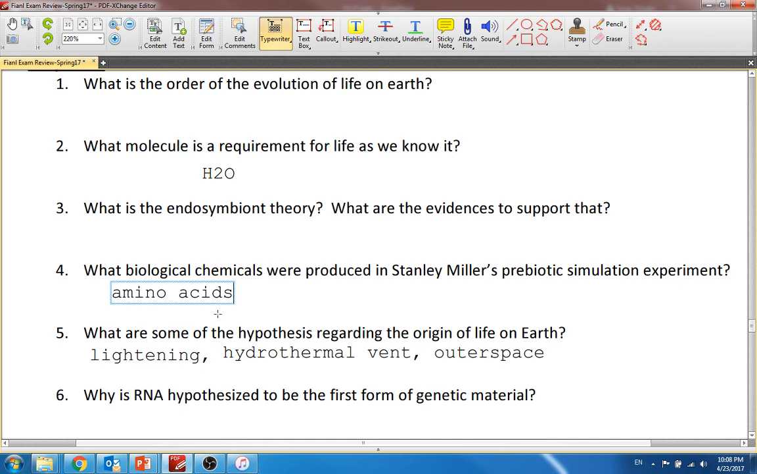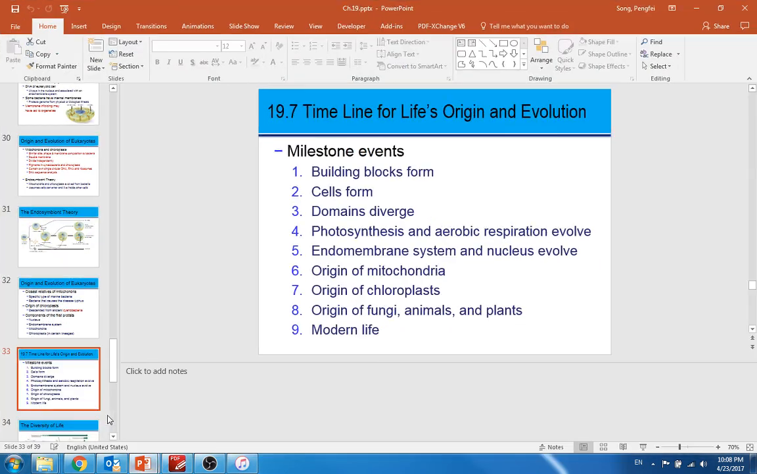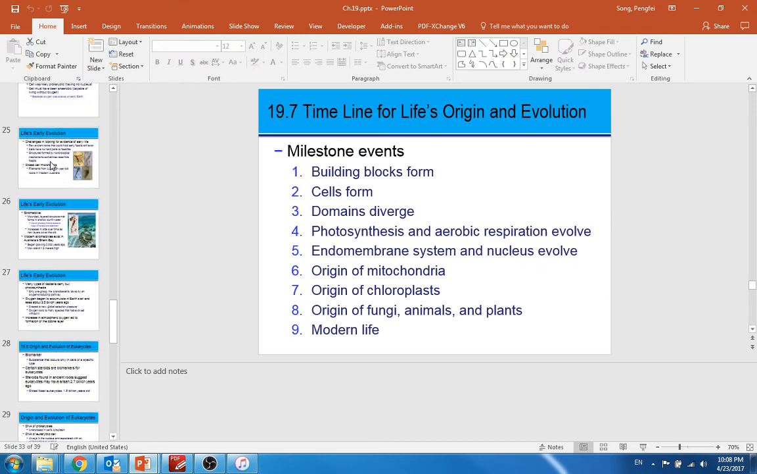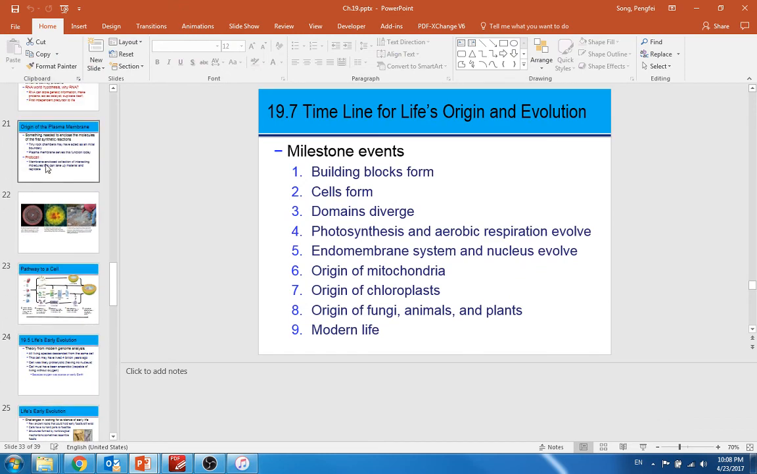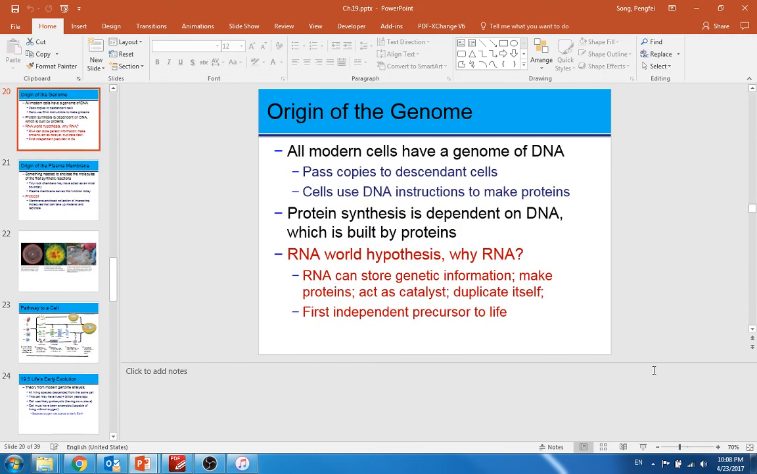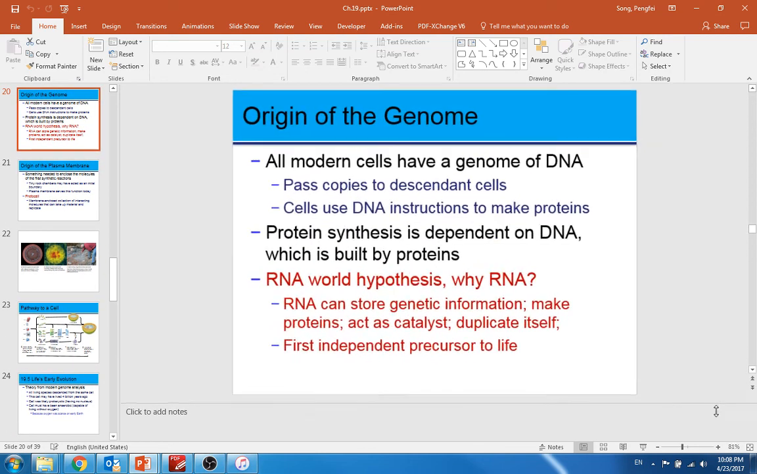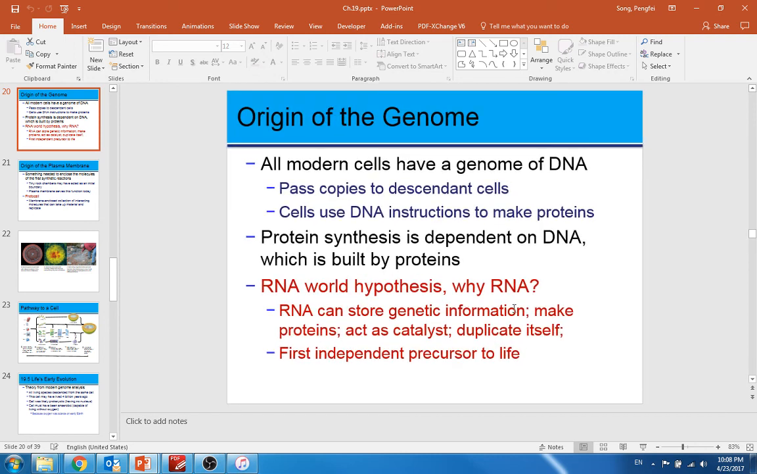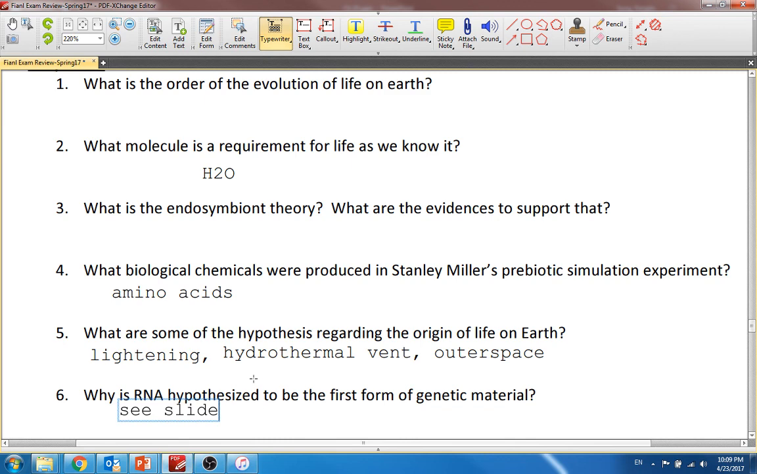Question number 4. Why is RNA hypothesized to be the first form of genetic material? The answer is found on slide number 20. So basically, RNA has 4 specific properties that make it the most probable form of first genetic material on the Earth. Number 1, RNA can store genetic information. Number 2, it can make proteins. Number 3, some RNAs can act as catalysts or enzymes. Number 4 is that RNA can duplicate itself. So therefore, very likely it is the first independent precursor to life on the Earth.